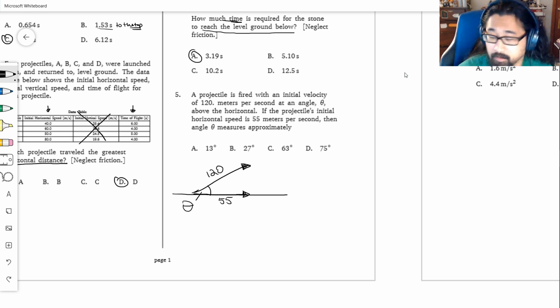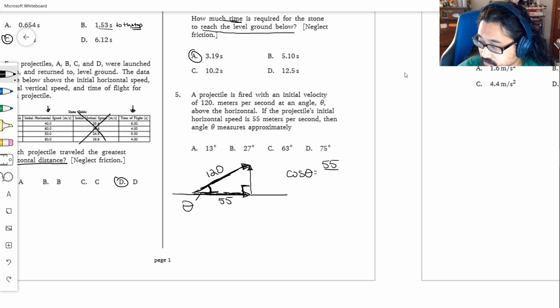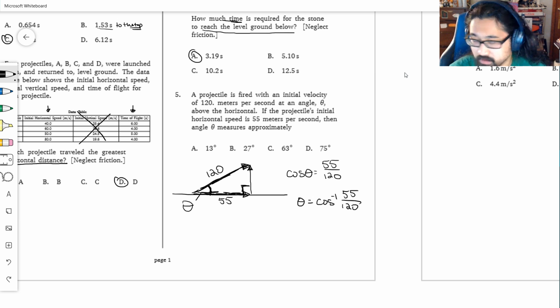Now I have most of a triangle. If I finish the triangle, this is a right angle. So I know I have the angle, I have the adjacent side, I have the hypotenuse, that's cosine. Cosine theta is the adjacent over the hypotenuse. If you need to figure this out, you gotta do theta is the inverse cosine of 55 over 120. Right, you can do it that way. It's actually the only way.